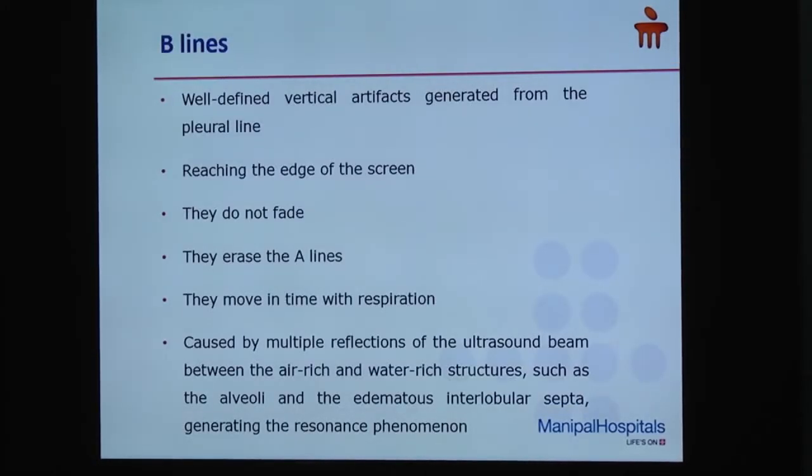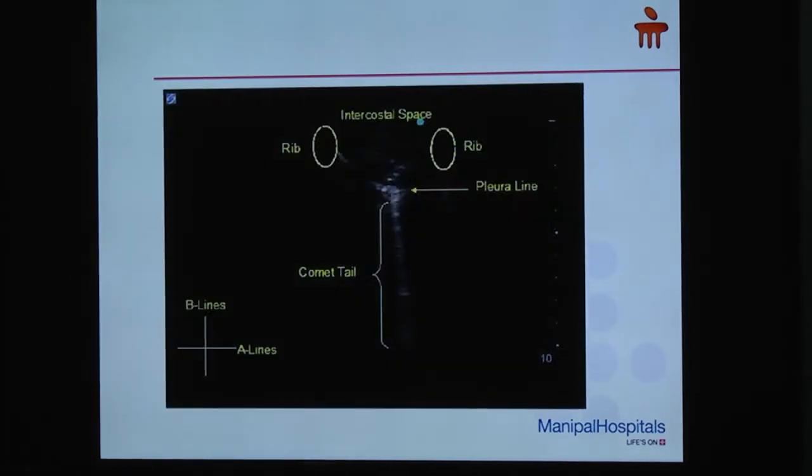They start from the pleura, they reach the edge of the screen, they do not fade. You will see the whole line. They erase the A lines. When you have B line, you will not have A line, and they move with respiration. And as we said, it is caused by multiple reflection of the ultrasound beam in between the fluid and air, in between the alveoli and the interlobular septa.